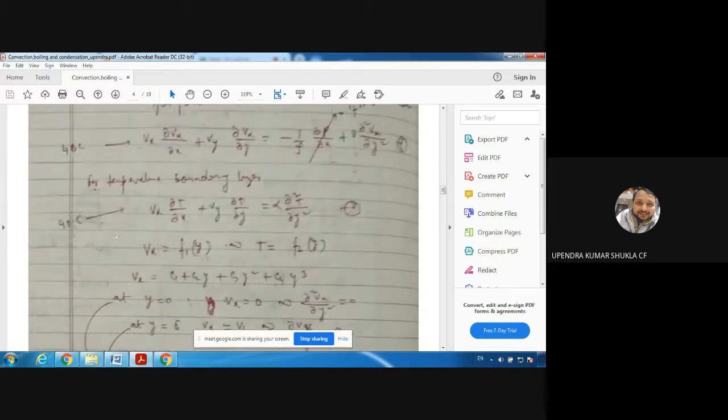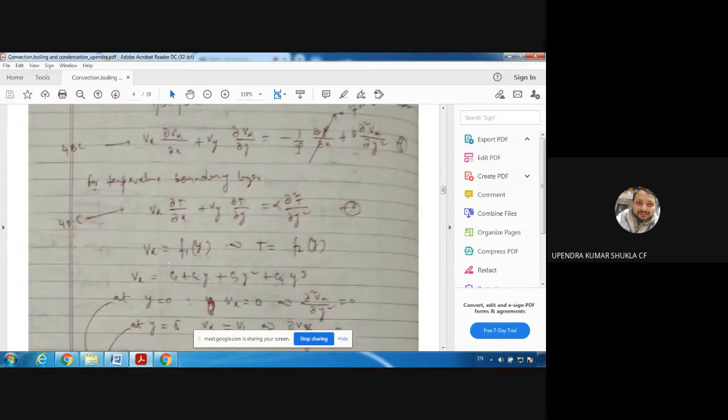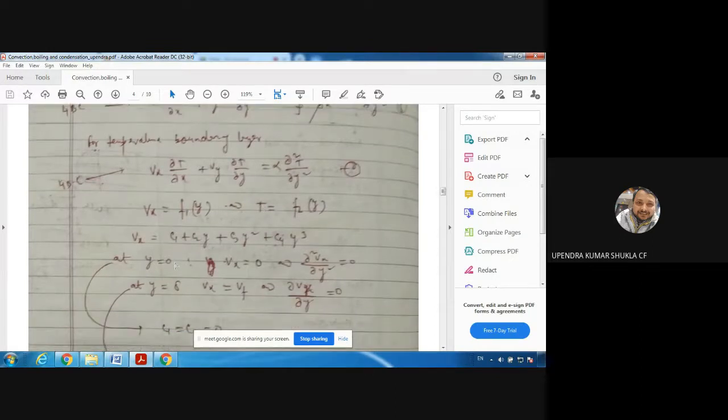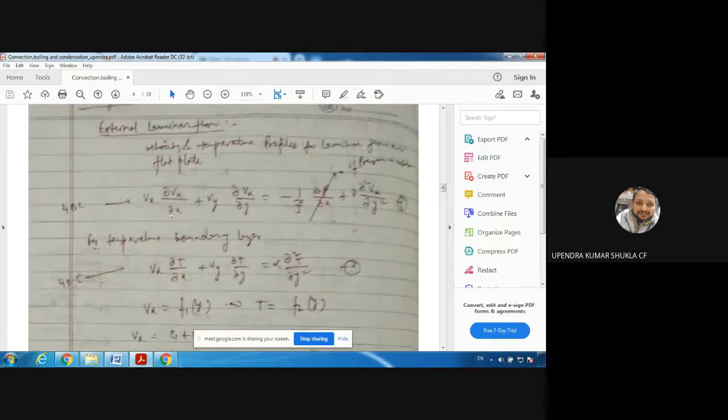Since Vx and T have the same functional dependency, the solution will look the same. Vx is some function of y and T is also some other function of y, but both look similar. Since this equation has partial derivatives in x and y, and is second order, del 2 Vx over del y square, you need to solve this equation. So you will have 4 boundary conditions, 2 at the bottom of the plate and 2 at the top of the hydrodynamic boundary layer.